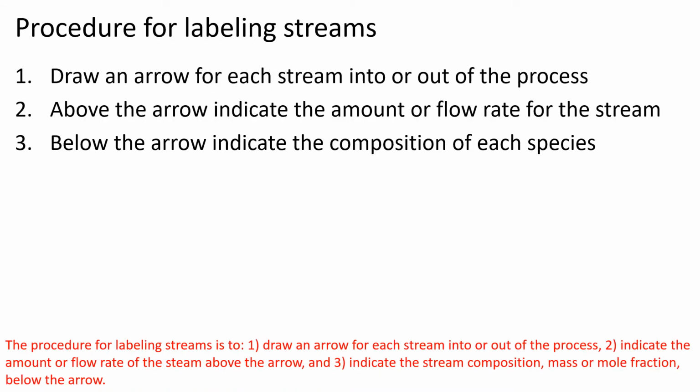The procedure for labeling streams is to: 1. Draw an arrow for each stream into or out of the process. 2. Indicate the amount or flow rate of the stream above the arrow. And 3. Indicate the stream composition, mass, or mole fraction below the arrow.